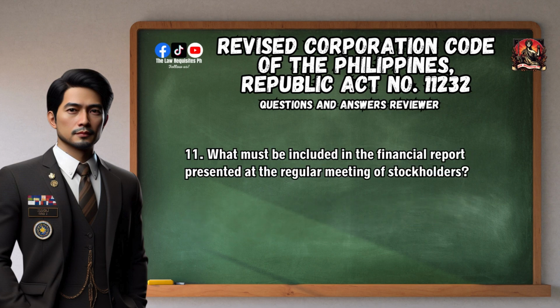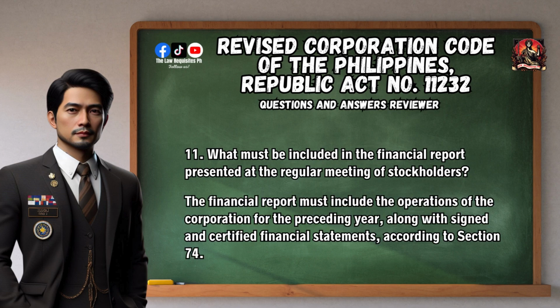11. What must be included in the financial report presented at the regular meeting of stockholders? The financial report must include the operations of the corporation for the preceding year, along with signed and certified financial statements, according to Section 74.